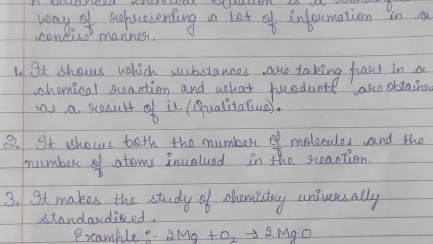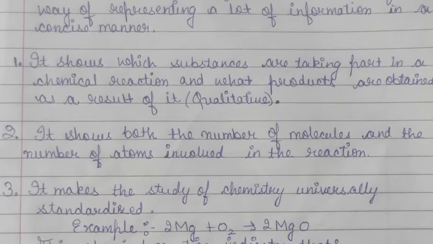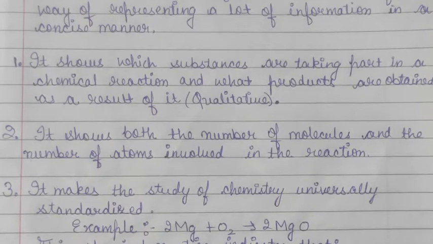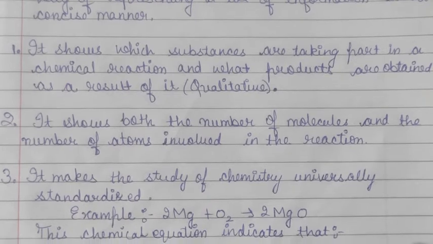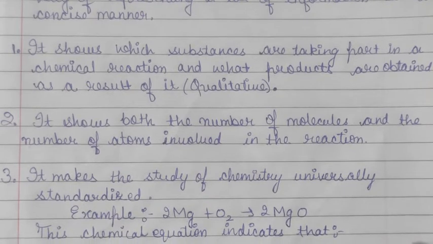Number three, it makes the study of chemistry universally standardized. An example is 2Mg plus O2. Mg is the symbol of magnesium, and O2 is the symbol of oxygen. On reacting these two reactants, magnesium and oxygen, will give magnesium oxide, which is 2MgO.